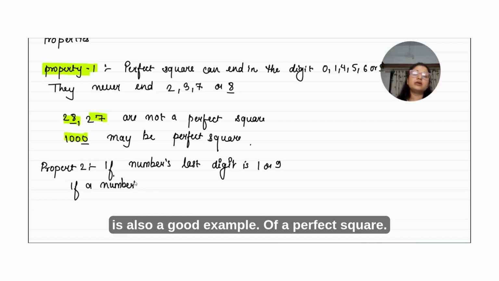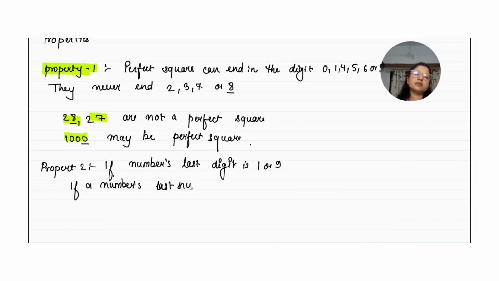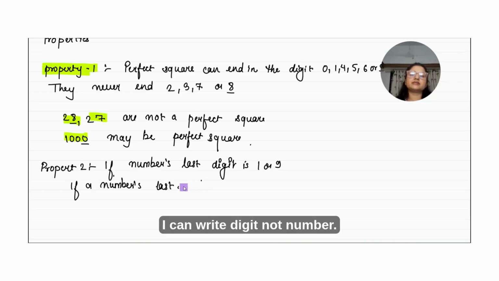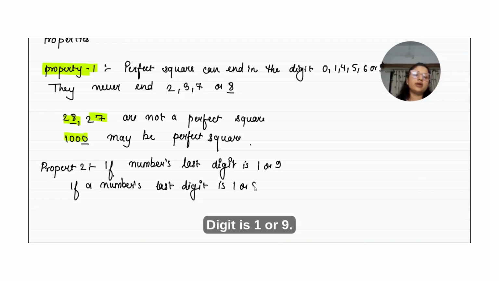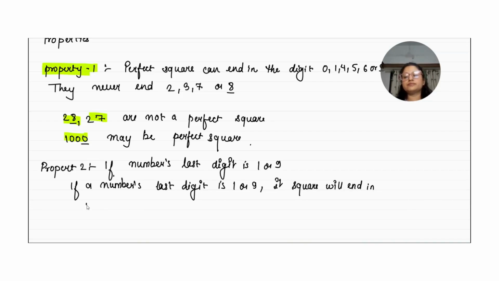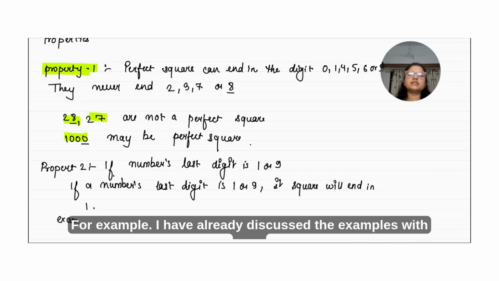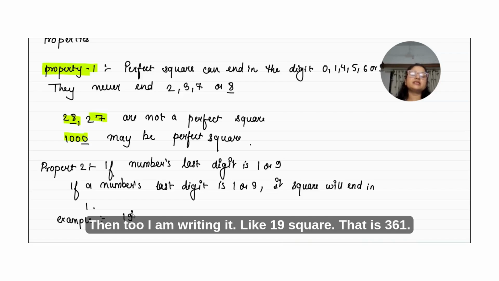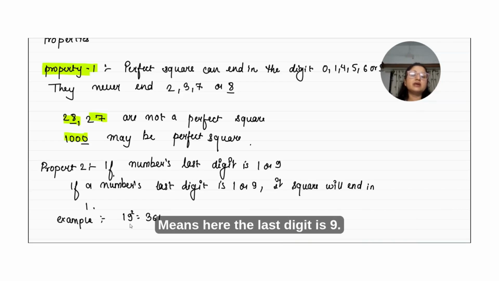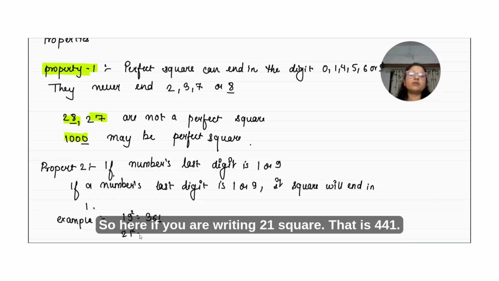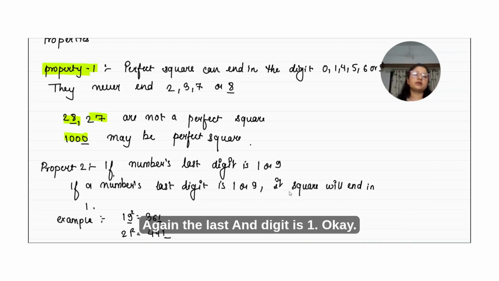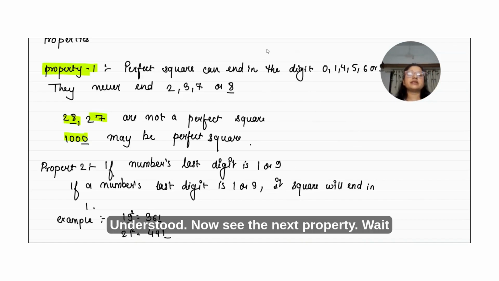That is also a good example of a perfect square. I can write it as: if the digit is 1 or 9, its square will end in 1. For example, I already discussed examples with you, but I'm writing it anyway. 19 square is 361. Here the last digit is 9 and the square ends in 1. Similarly, 21 square is 441. Again the last digit is 1. Understood? Now see the next property.